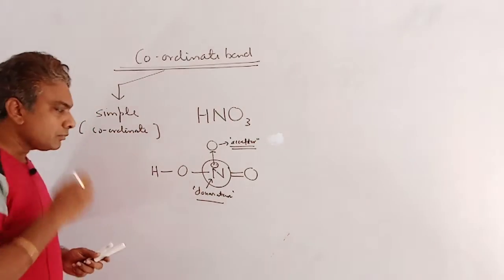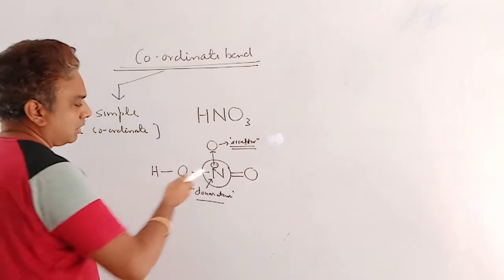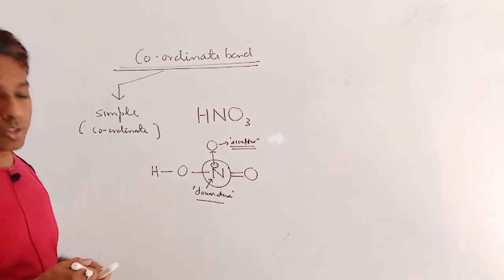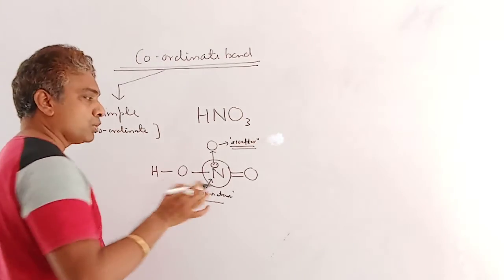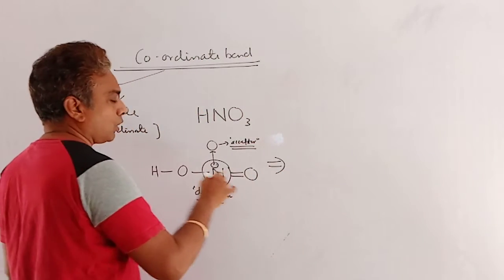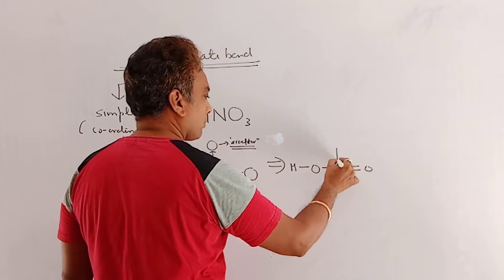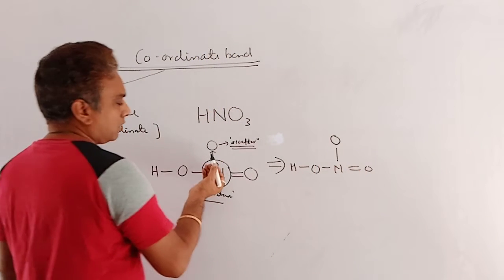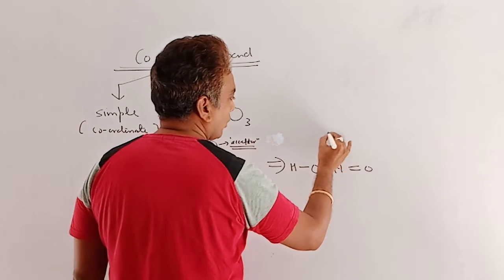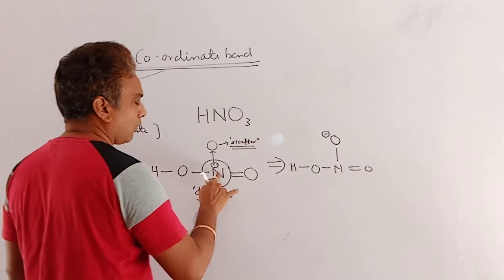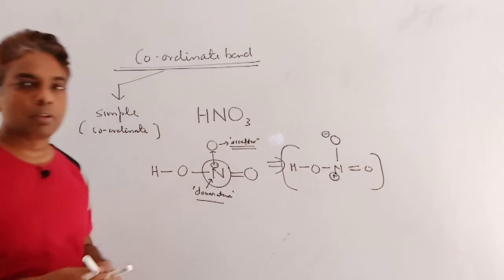But previously we discussed that coordinate is the combination of ionic and covalent bonds. So coordinate may be replaced by ionic and covalent bonds. So the most appropriate structure of coordinate will be H-O-N double bond O, and the coordinate is replaced by a covalent bond, with an arrow: the head of the arrow, the coordinate head, contains negative charge and the tail of the arrow contains positive charge. Here is the best representation of the nitric acid molecule. Clear?